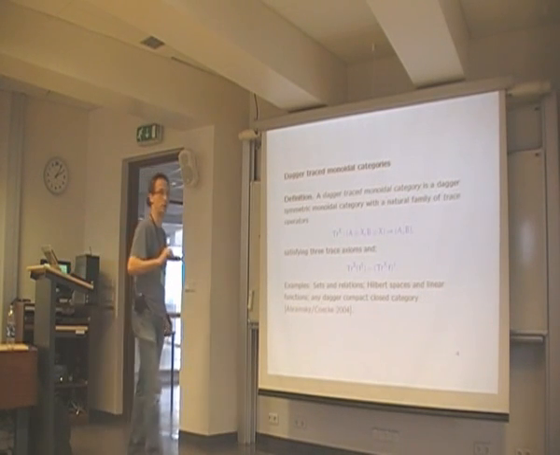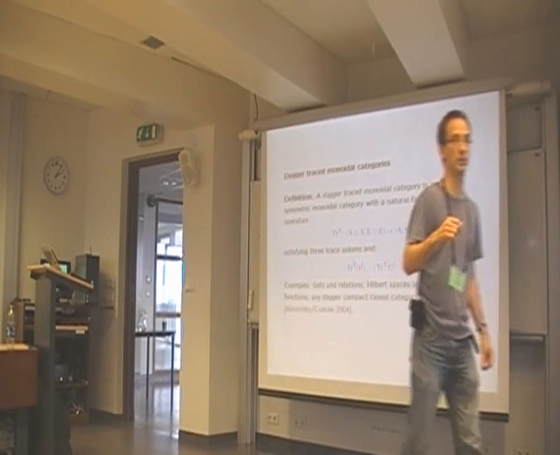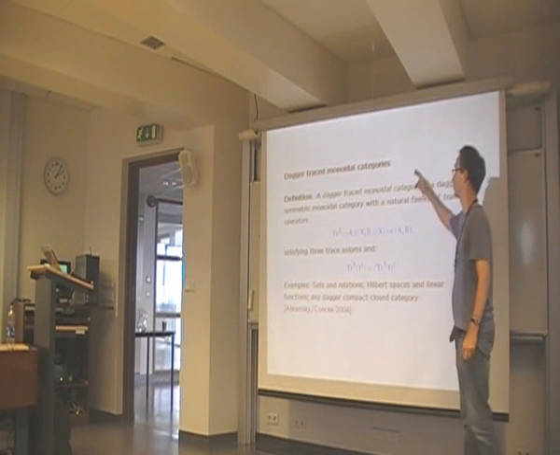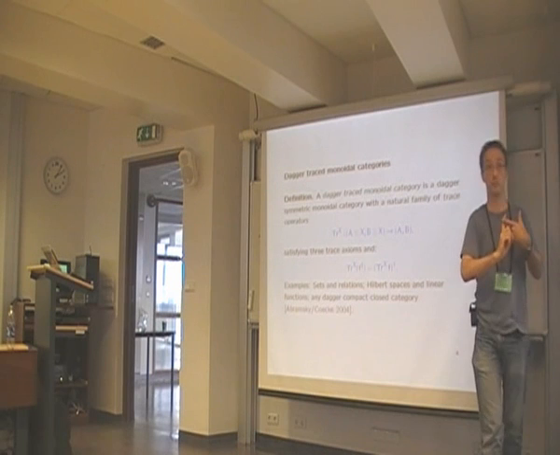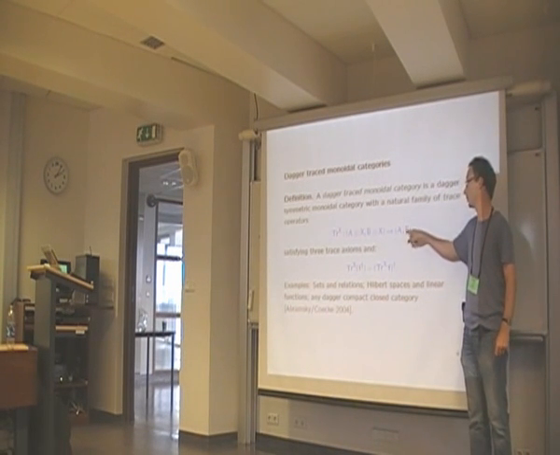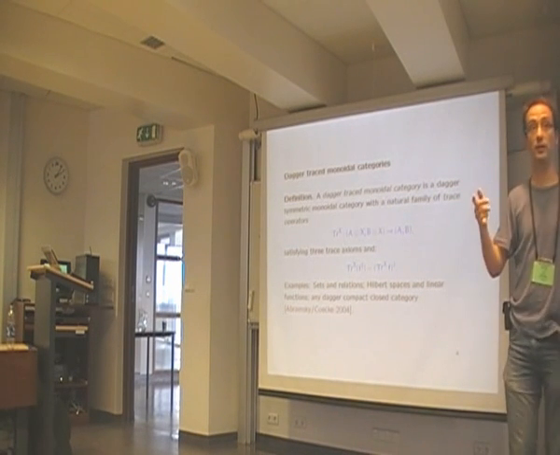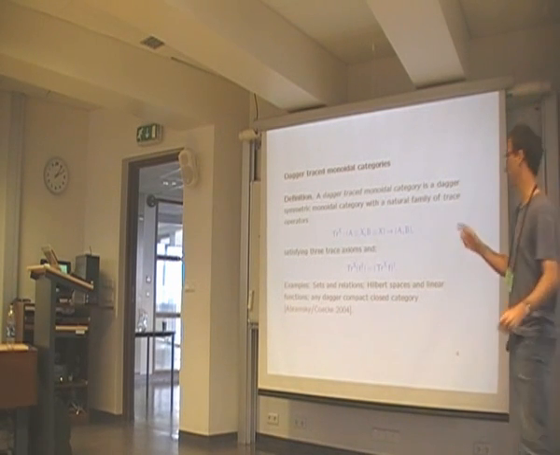Now, I will not actually talk about dagger compact closed categories, which are the kind of categories that Abramsky and Cooke defined. But here I will take a simpler notion called a dagger trace monoidal category. So you have the dagger and the tensor product on your category, and then you also have a family of trace operations, which means given a morphism from A tensor X to B tensor X, you can apply this operation to it and retrieve a morphism from A to B.